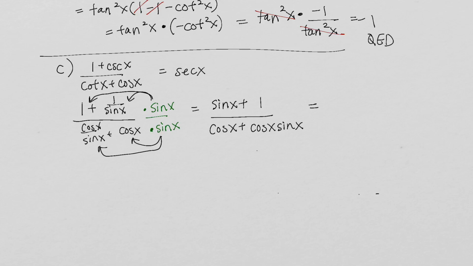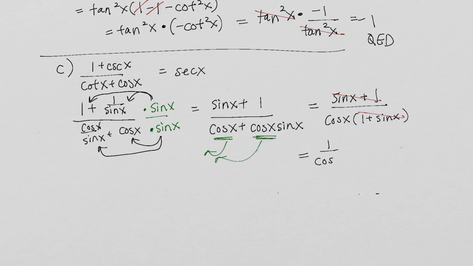Okay, let's see, what can we do next? The numerator is definitely not possible to change right now, so let's just look at the denominator. See, now we have a common factor. We have a cosine of x in both that we can pull out to the front. This will be cosine of x times 1 plus the sine of x. Well, that's great for us because now we have a match that we can cancel. Sine of x plus 1 and 1 plus sine of x are exactly equal to each other, so we can cancel and we get 1 over the cosine of x.